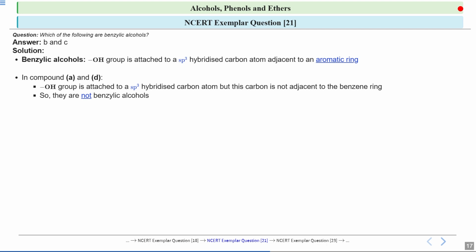Okay, if you look at the figures of this question, you will see that in A, the carbon to which your OH group is attached is sp3 hybridized. So this condition is satisfied. But this carbon is not adjacent to this aromatic ring. If you see, this carbon is adjacent to this CH2 group. But for benzylic alcohols, this carbon should be adjacent to the benzene ring. So that is why it is not a benzylic alcohol.